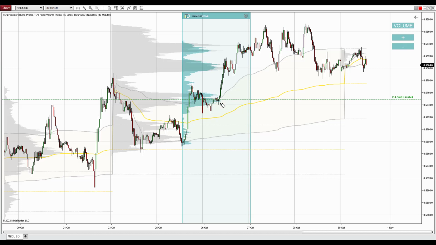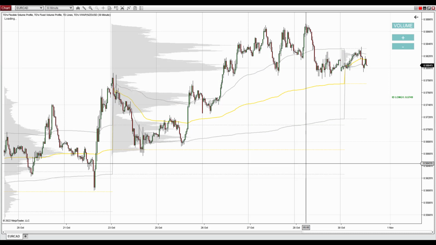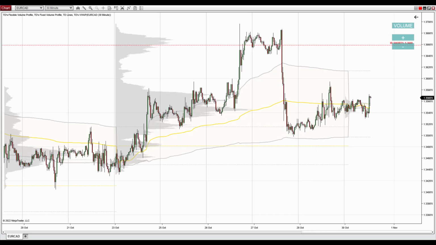The next strong support in line is this one, 0.5749. All right, so that's for the New Zealand dollar, US dollar. Let me now switch over to another chart, another trading idea, and the next one will be the Euro Canadian dollar. So this is the Euro Canadian dollar 30-minute chart.